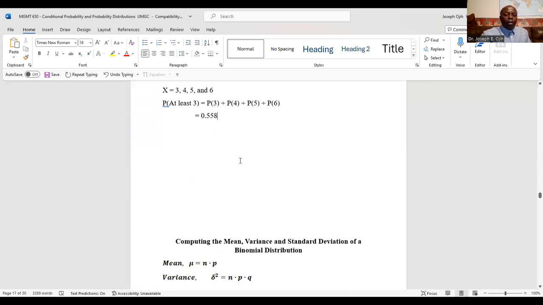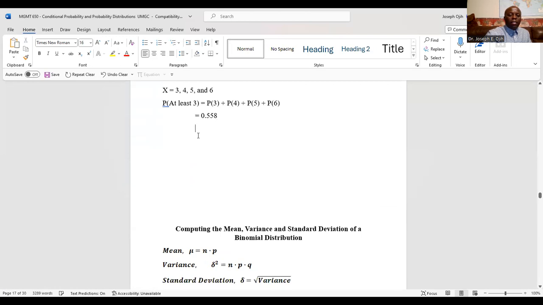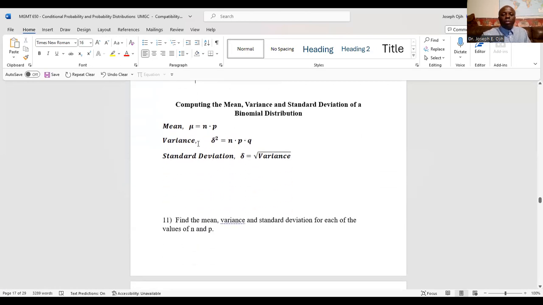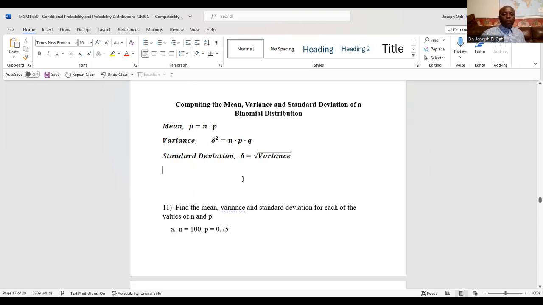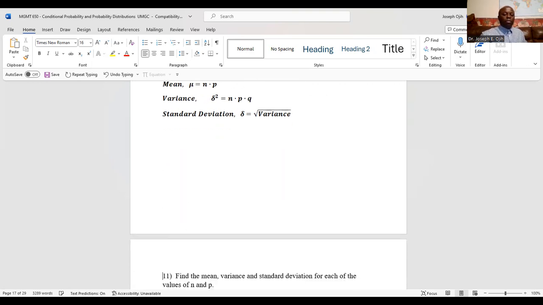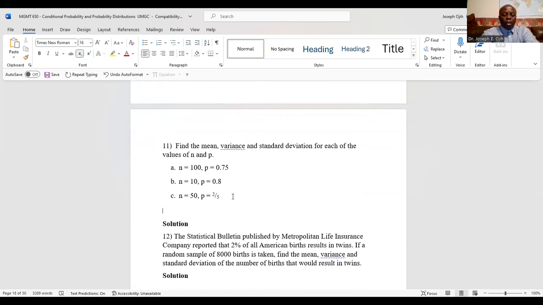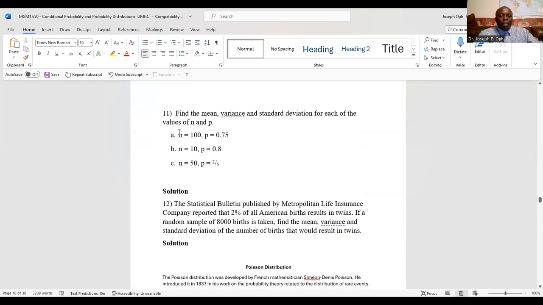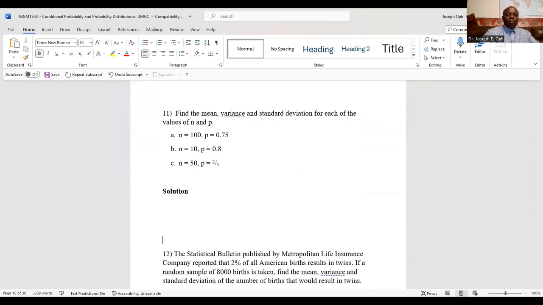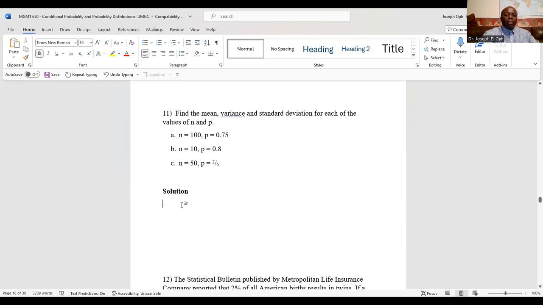Now, for the mean, variance and standard deviation of a binomial distribution, the mean, which we represent with mu, is n times p. Variance is n times p times q, and the standard deviation is the square root of the variance. Let's see this. Suppose we are given these values. Find the mean, the variance, and the standard deviation. He said n is 100, p is 0.75. So let's solve this one. That one is easy, just put the numbers in.